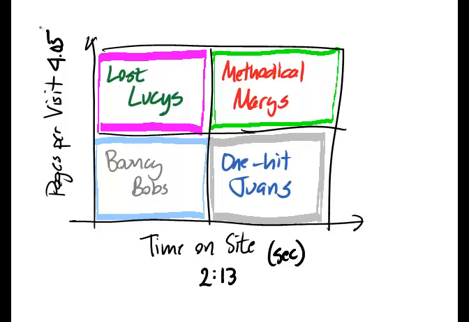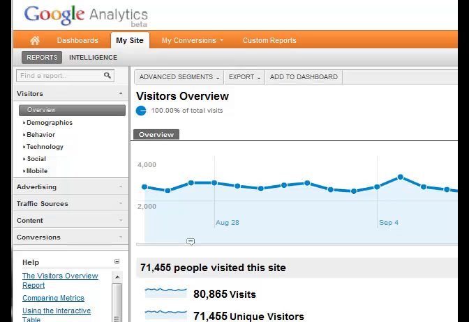And the question is, what do we use for the line? In other words, what constitutes a high amount of time on site versus a low amount of time on site? And likewise, what would we consider a high number of pages per visit versus a low number of pages per visit? A great starting point for where this line occurs can be found on the main page of Google Analytics.